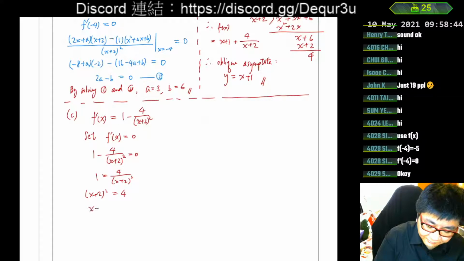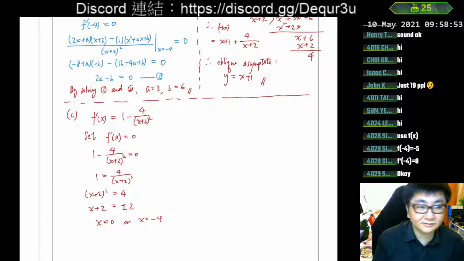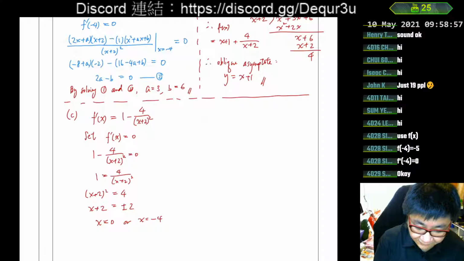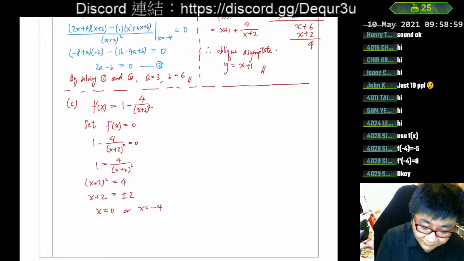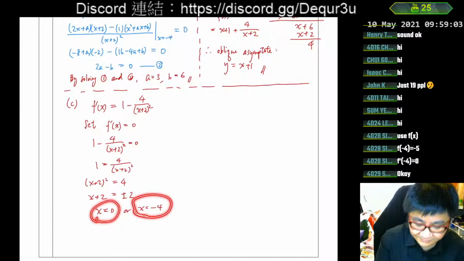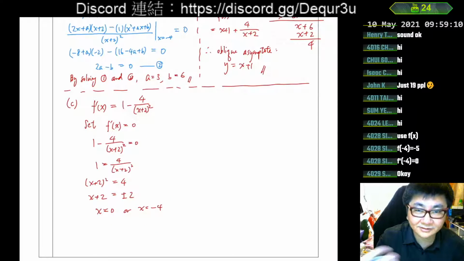And then do a square root on both sides. But remember plus or minus. And therefore x is 0 or x is -4. And so up to this moment, you can check whether it is reasonable. Just as before, these x equal to 0 and x equal to -4 mean possible turning points. That means these are the positions where f dash is equal to 0. And then we can also check, is it reasonable with our previous works.